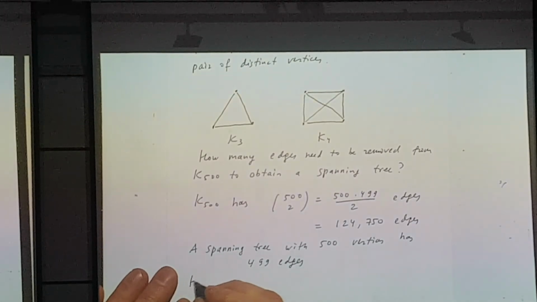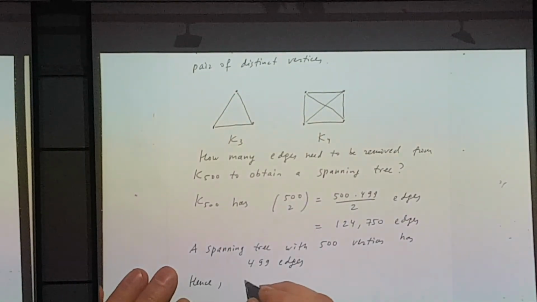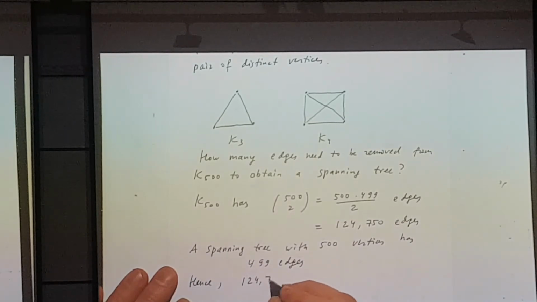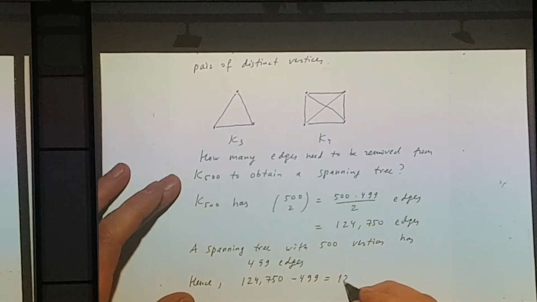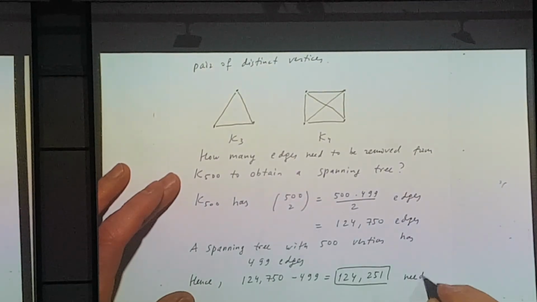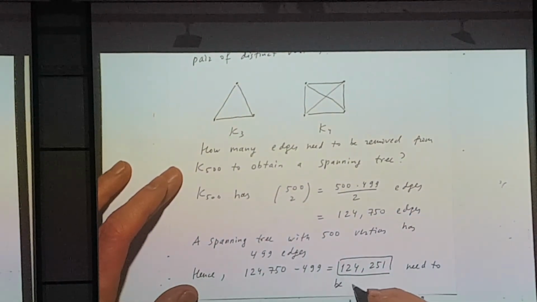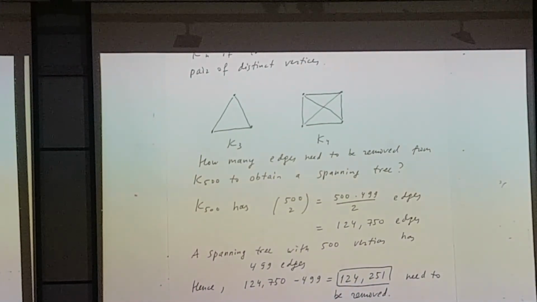Therefore, the difference: 124,750, that's how many we had initially, minus 499, that's how many we want to get in the end, equals 124,251. That's the number which needs to be removed. Okay, so just again, an example of a simple counting problem.